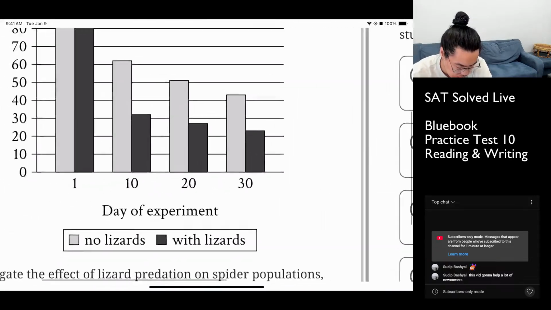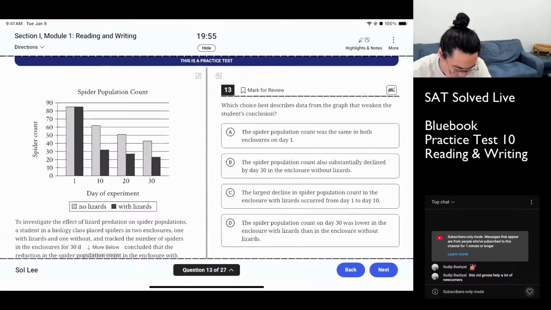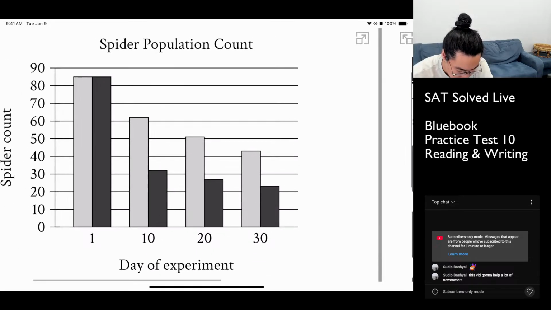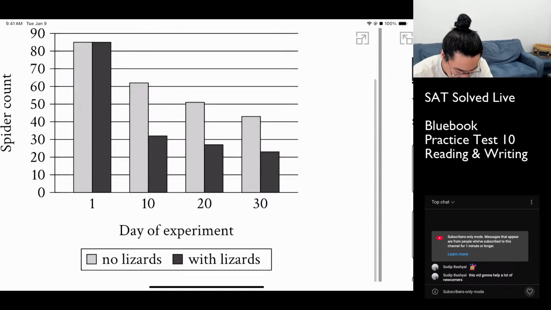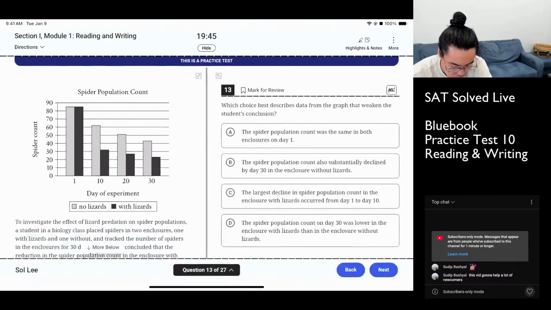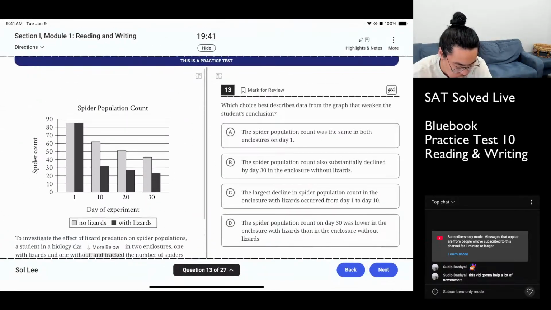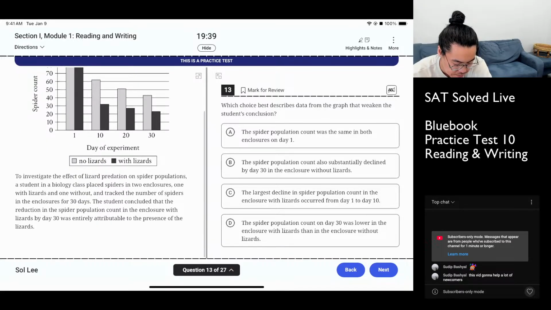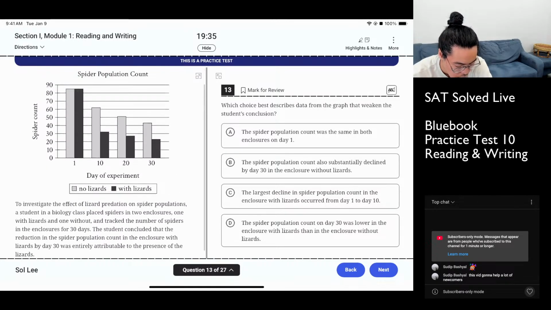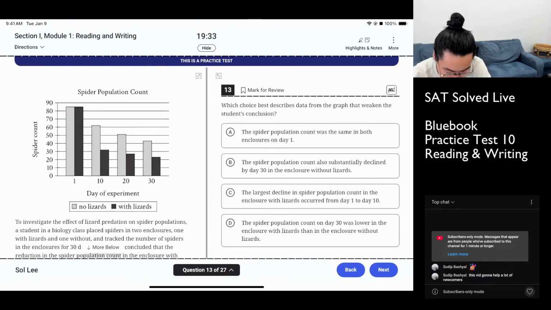Which is weird because on day 30, if it was entirely due to the lizards, then you should actually have the gray count should not change. It shouldn't drop, but it also drops. So, okay, so we're trying to weaken the conclusion, and we're going to weaken that conclusion by saying the no lizard cage also dropped. The no lizard cage also declined in the enclosure without lizards. That is correct. That is my prediction.